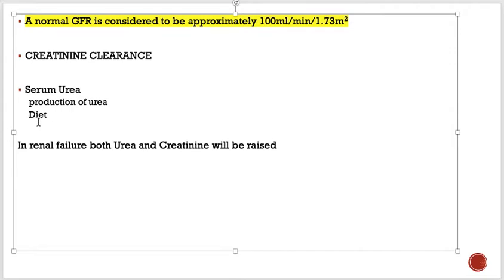Now the urea can also be raised in GIT bleedings, because for example someone who has a bleeding in the GIT, what will happen? Blood is what? Blood is a protein, so that will produce more and more urea simply.